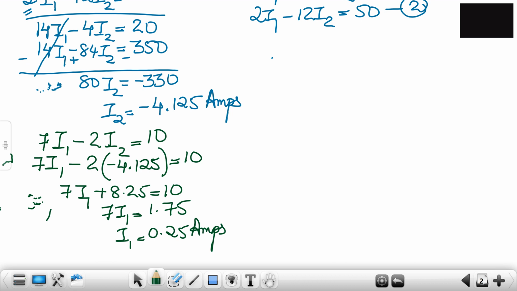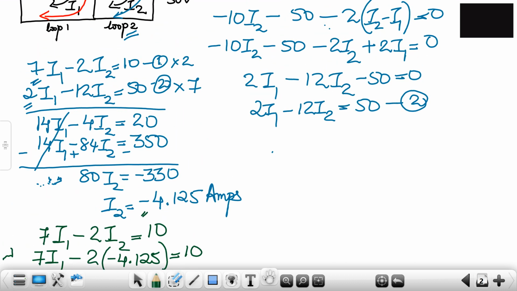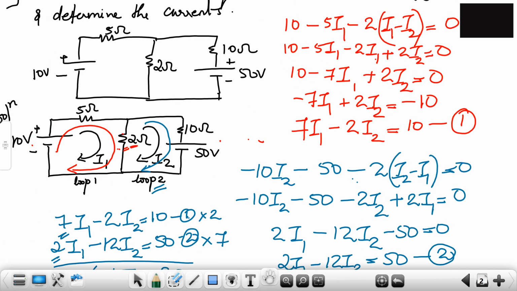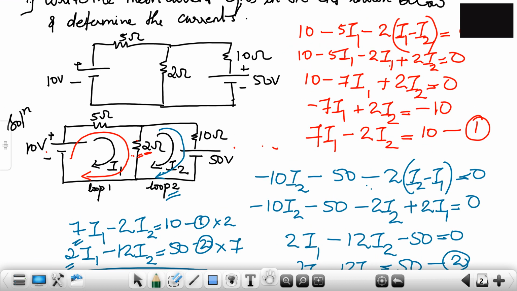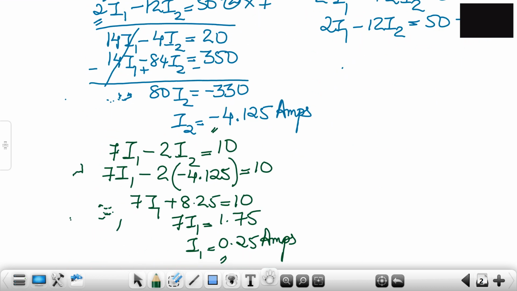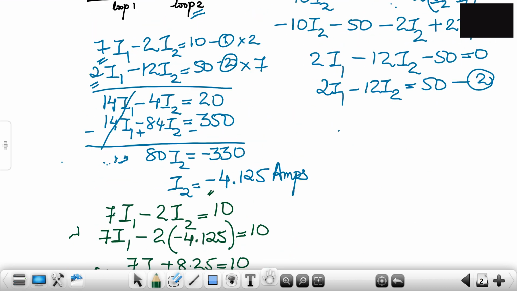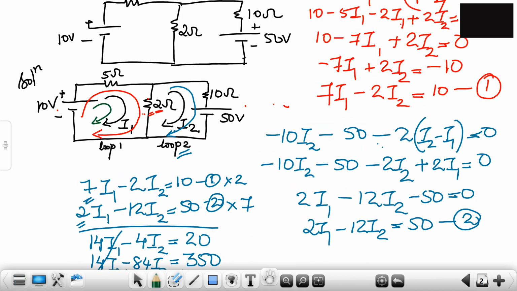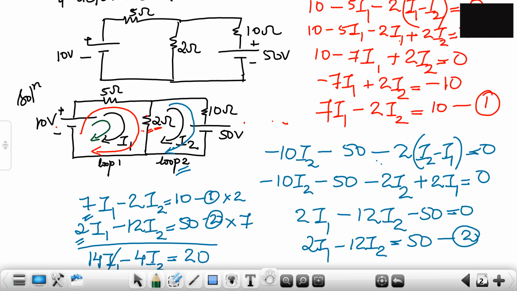Now you all will ask why I2 is minus 4.125. Why is this negative sign? And here, why is it a positive sign? That means we have assumed the current I1 in which direction? This direction. Yes or no? So what is I1 of yours? Positive value. That means it is telling us that whatever direction of current we have assumed, I1 is correct.